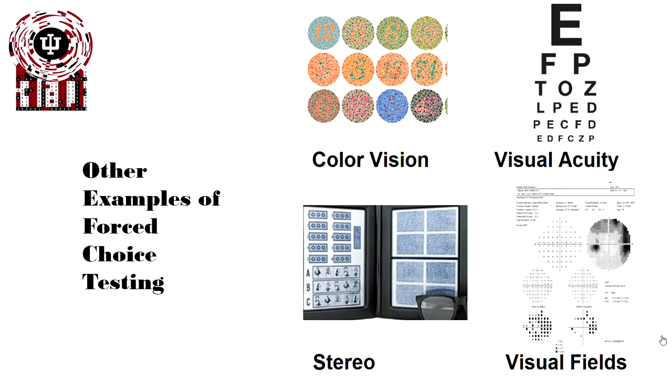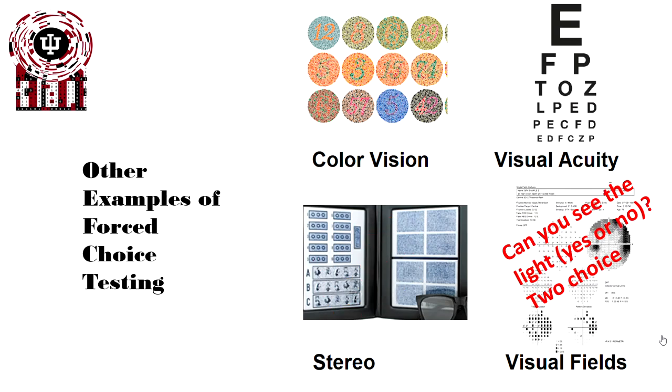Other examples of forced choice testing in eye care are color vision. Can you see the object? That has a variable number of choices actually. Visual acuity, as we just discussed. Can you read letters? 10 letters, there's 10 choices. Stereo. Which circle is popping out? Which in this case would be 3-choice forced choice testing. Or even visual fields. Can you see the light, yes or no? Which again is a 2-choice system.